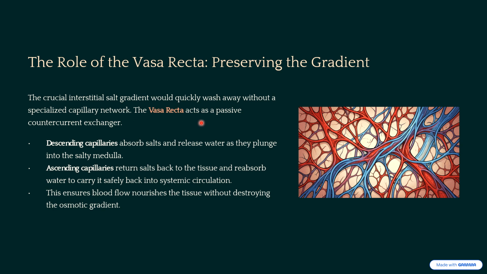The vasa recta acts as a passive countercurrent exchanger. Descending capillaries absorb salt and release water as they plunge into the salty medulla. Ascending capillaries return the salt back to the tissue and reabsorb the water to carry it safely back to the systemic circulation. This ensures blood flow nourishes the tissue without destroying the osmotic gradient. So, vasa recta maintains the osmotic gradient.